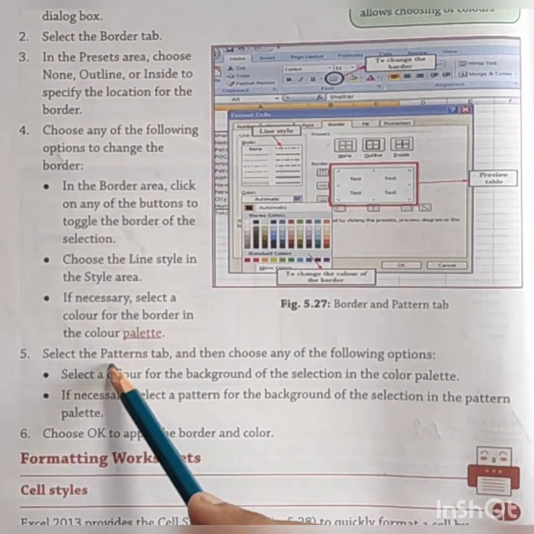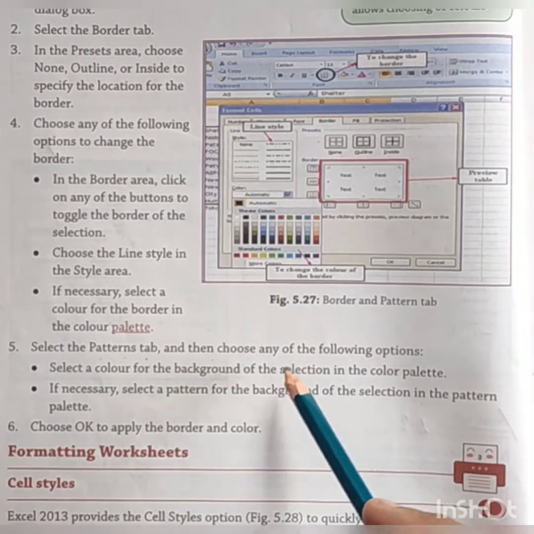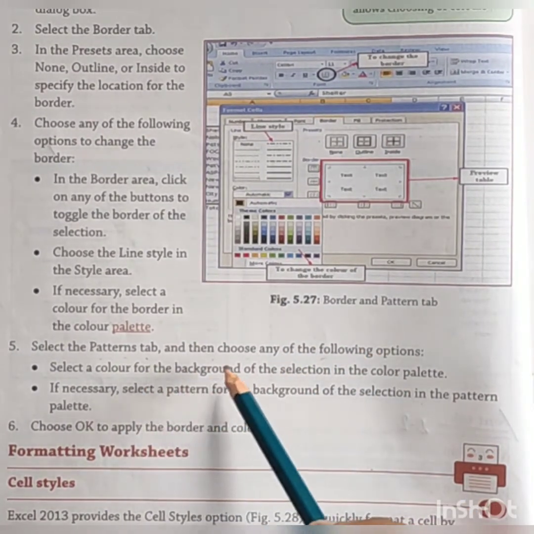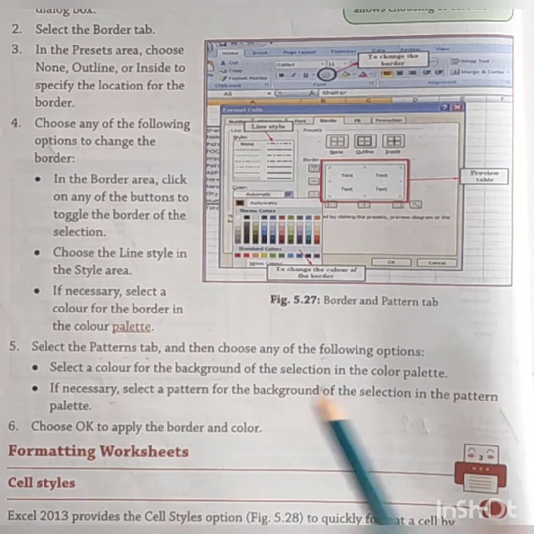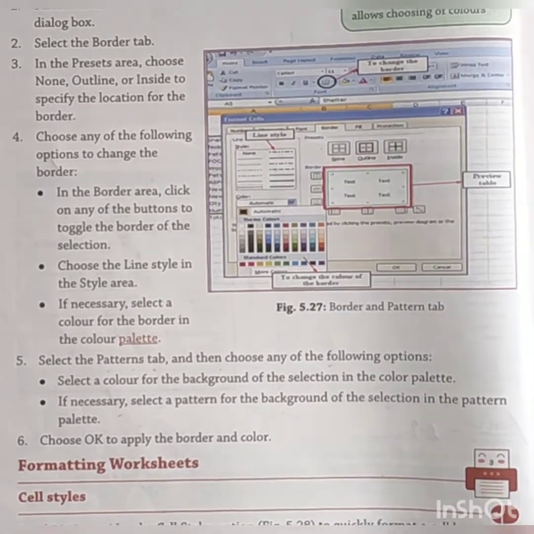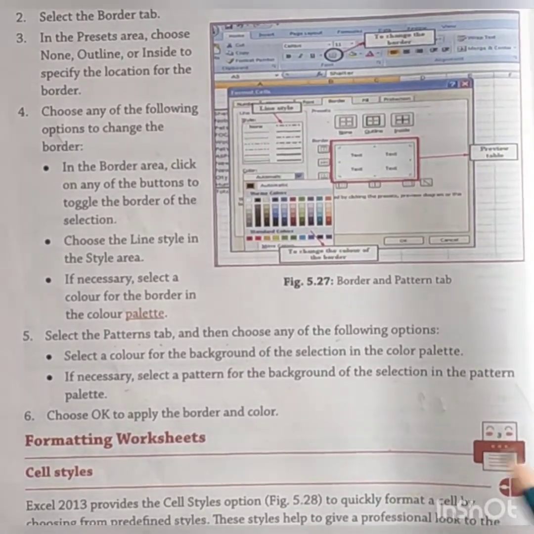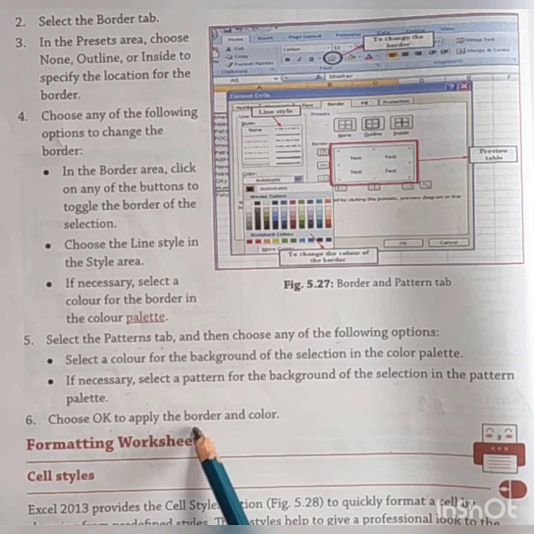Then lastly, select the pattern tab and choose any of the following options. Select the color background. If necessary, select a pattern for the background from the pattern palette. Then after completing all the work, we click on OK, to apply the border and color.